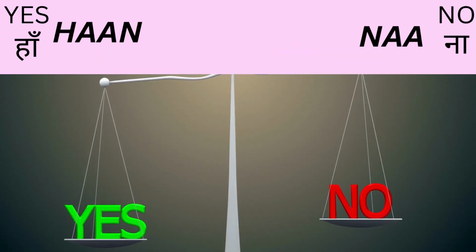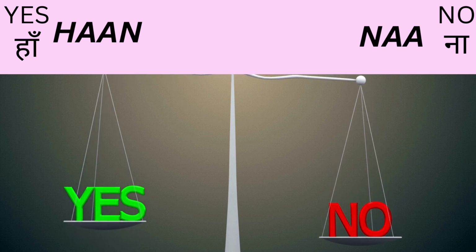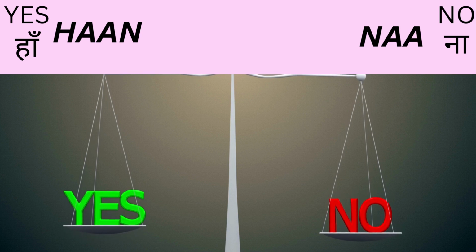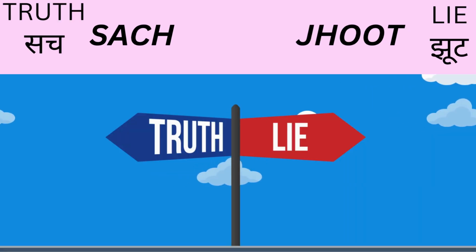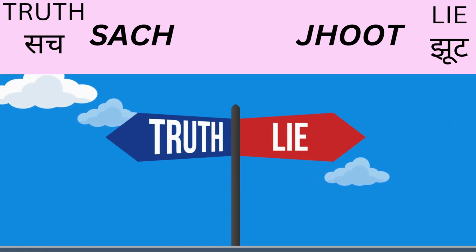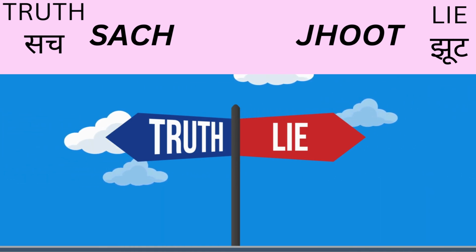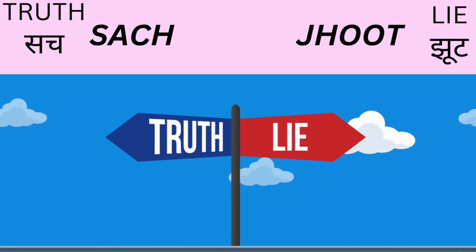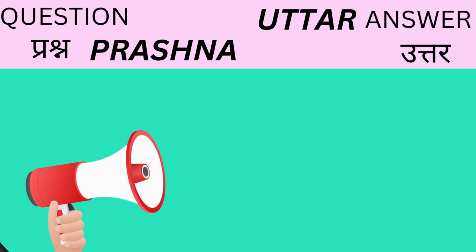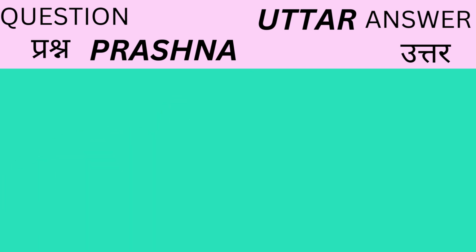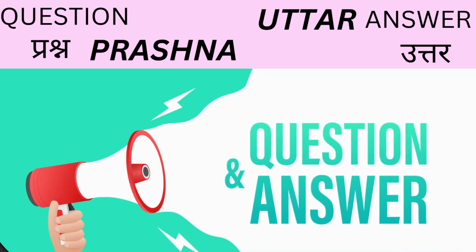Yes and no. Yes is हाँ and no is na. हाँ, yes, no, na. Truth and lie. Truth is sach and lie is jhoot. Sach, jhoot. Truth, lie. Question and answer. Question is prashna. Answer is uttar. Prashna, question. Answer is known as uttar.